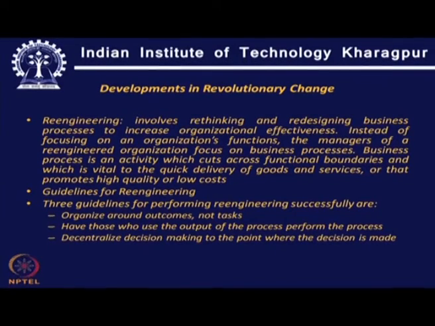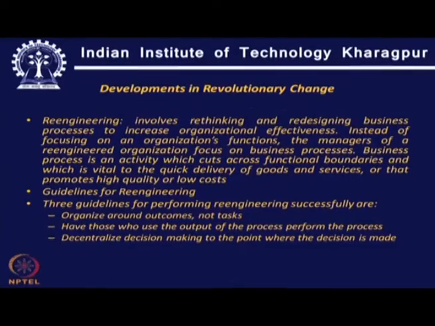re-engineering involves rethinking and redesigning business processes to increase organizational effectiveness. So instead of focusing on the organization's functions, managers focus on the business processes and how to change them so that they become more effective. A business process is an activity which cuts across functional boundaries and across all the functional lines, so that it becomes important for quick delivery of the goods when required.